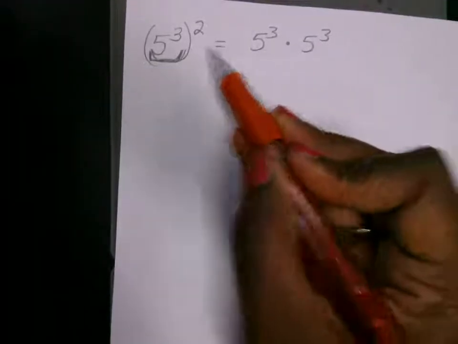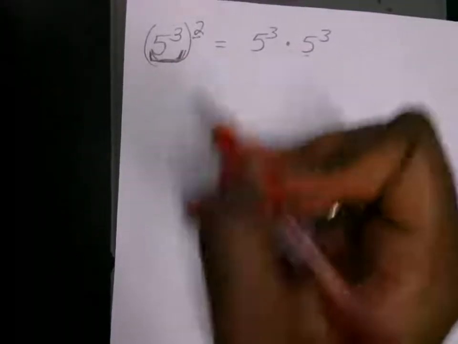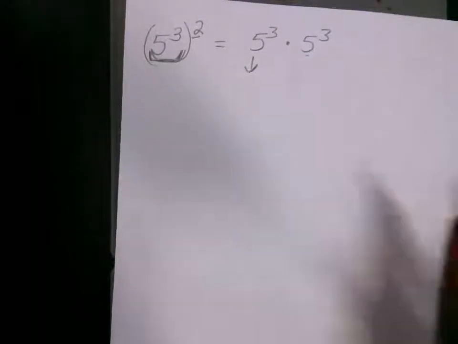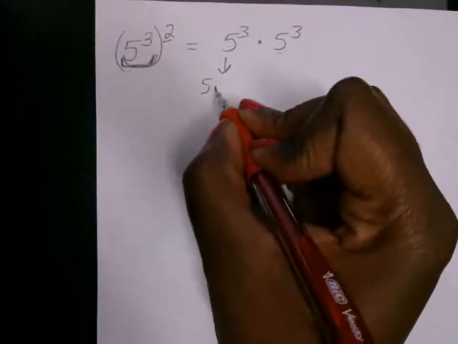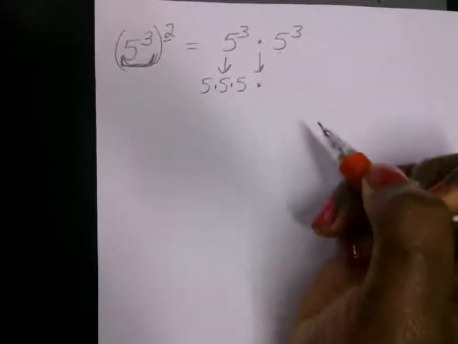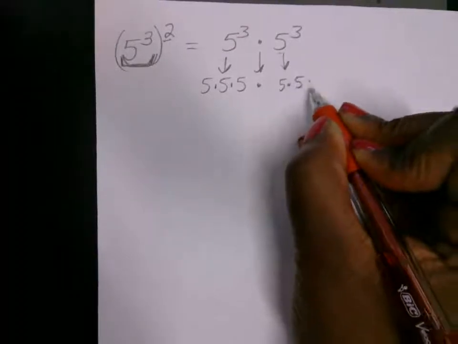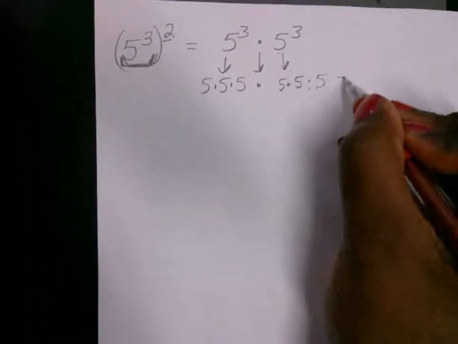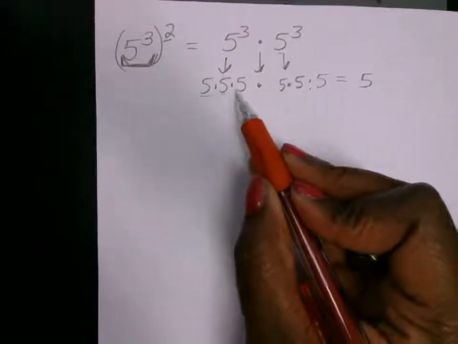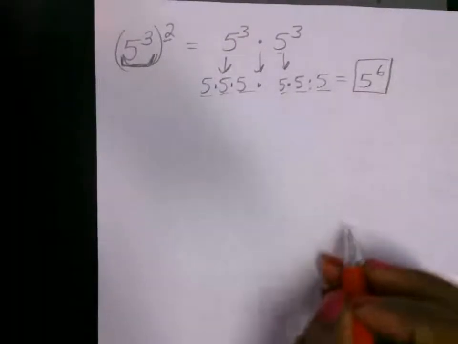All right. How do I know to multiply this times itself 2 times? Because of this exponent right here. So how do we write this in expanded form? 5 to the third. Very good. 5 times 5 times 5. Bring down the times. How many times do we multiply this? Same. So how many total times is 5 being multiplied? Nope. 6. 1, 2, 3, 4, 5, 6. So my answer is 5 to the 6th power.